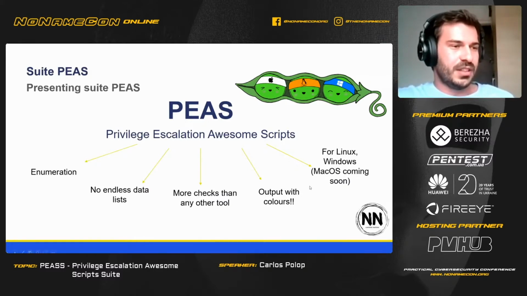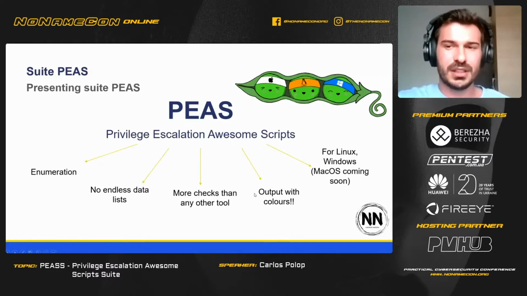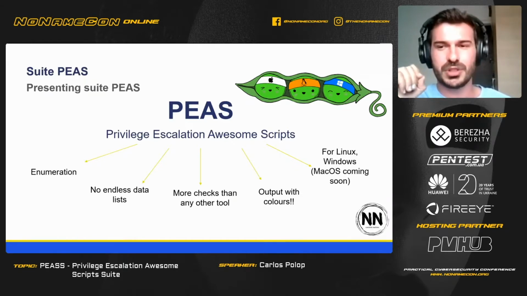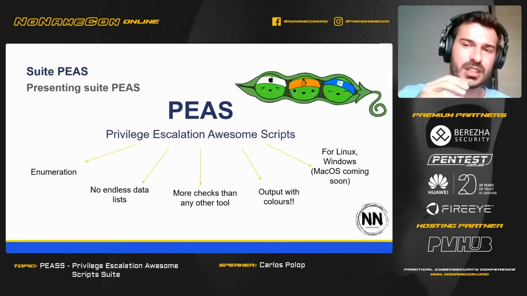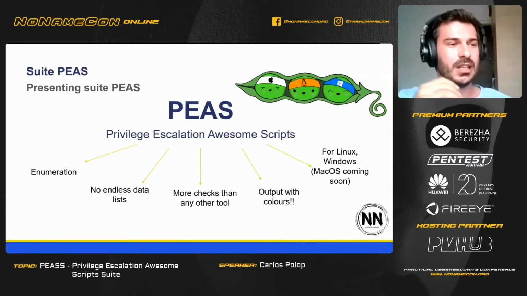And also, and I think this is the feature that most people love the most, the output is colored. This doesn't mean only that the titles of the output are colored, they are, but also that the raw output, the things that you're enumerating, is also colored. This will help you, the pentester, a lot, because you will know what you need to focus on. You will know where you can escalate privilege, which technique is useless, which technique is useful. So it makes your life much easier.